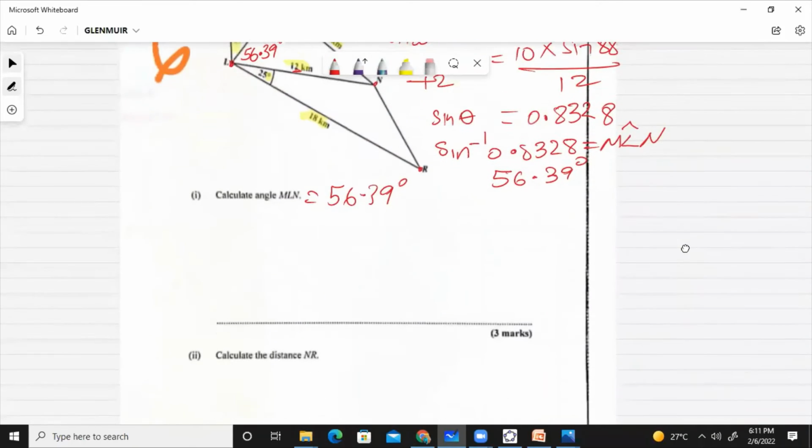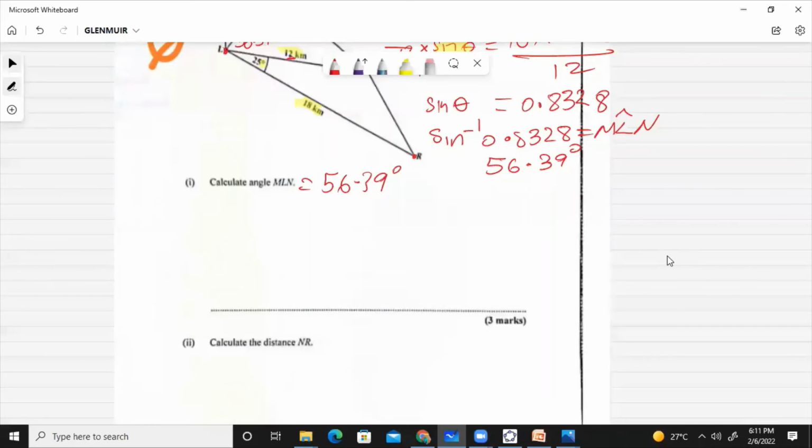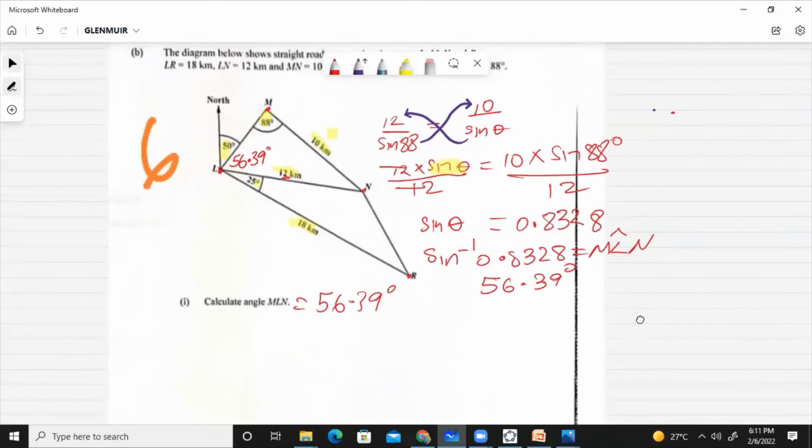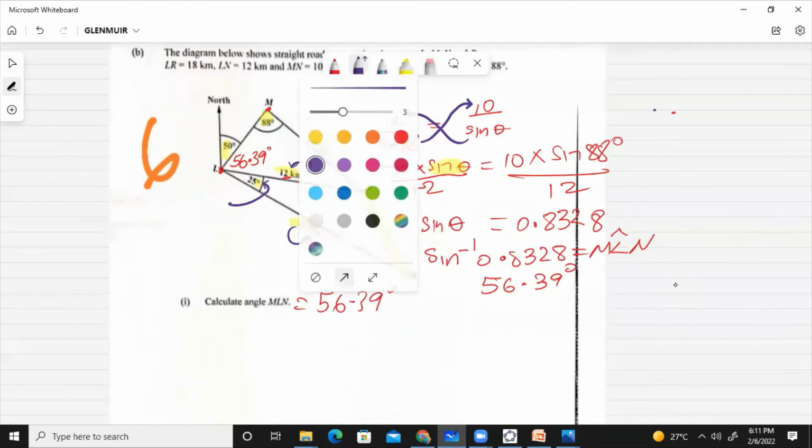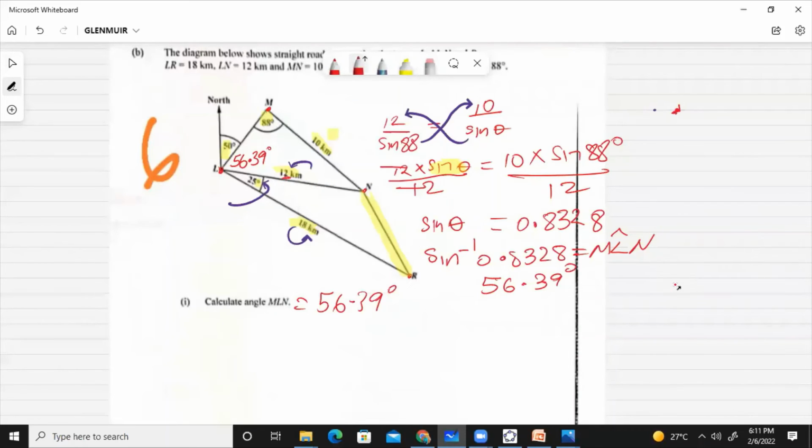The next question that came January of this year says, calculate the distance NR. Let's look where NR is. This is NR, and we're asked to find NR. I'm going to put NR in yellow over here. They want us to find that. But let us look to see what we have. We do realize that we have an angle between 2 sides, and they're asking us to find the side across from the angle. There it is. They want us to find that.